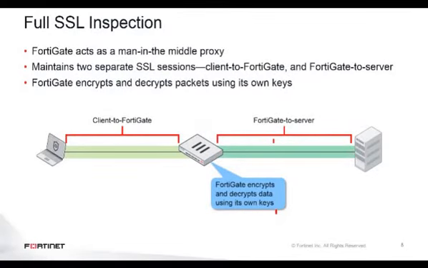You can configure full SSL inspection to inspect all of the packet contents, including the payload. FortiGate performs this inspection by proxying the SSL connection. Two SSL sessions are established: client to FortiGate and FortiGate to server. The two established sessions allow FortiGate to encrypt and decrypt packets using its own keys, which allows FortiGate to fully inspect all data inside the encrypted packets.